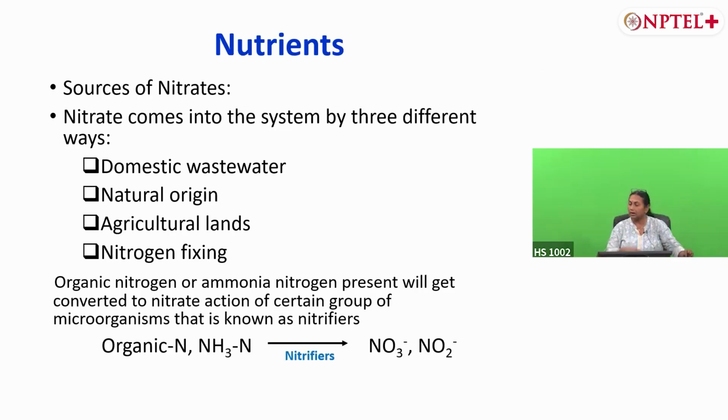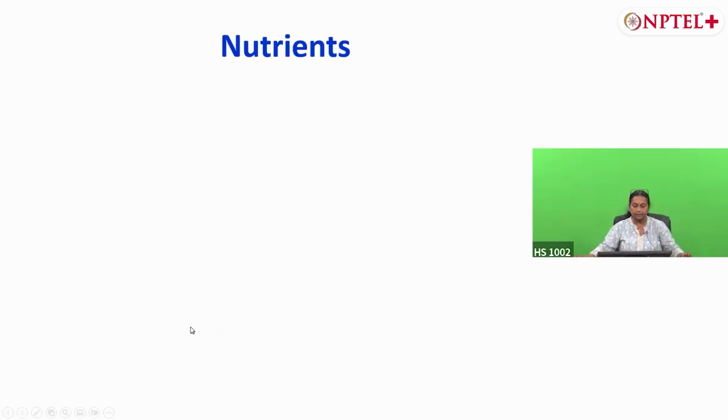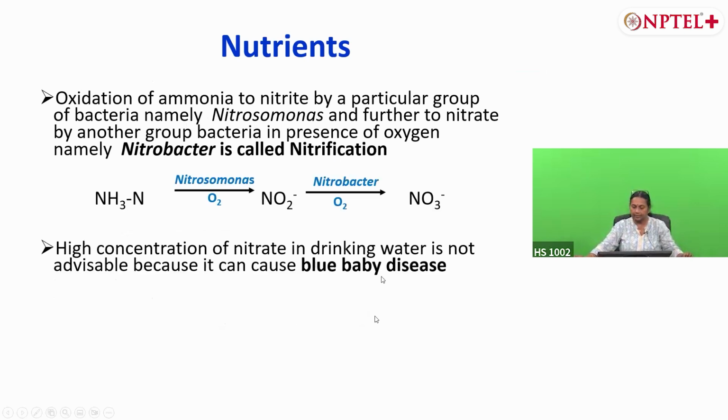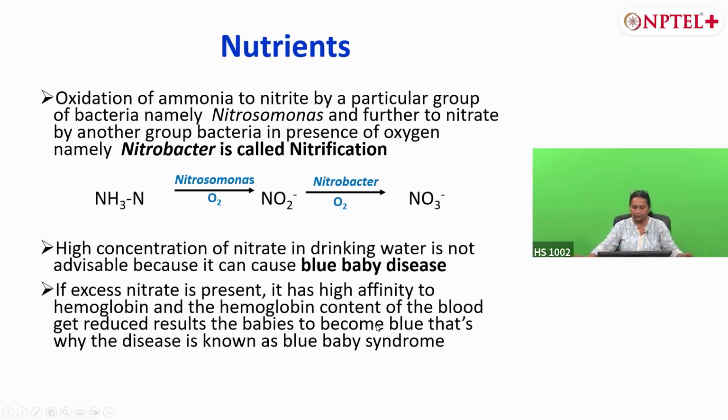Have you heard about nitrifiers? Organic nitrogen or ammonia nitrogen will be converted by nitrifiers into nitrite and nitrate. Nitrosomonas is the first step, converting it into nitrite. Then Nitrobacter will convert it into nitrate. So this is the thing. Blue baby disease I have already explained to you.